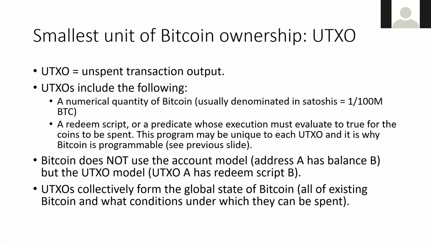So Bitcoin does not use the account model. The account model is address A has balance B. Instead, Bitcoin's model is the UTXO model. It's UTXO A has redeem script B.